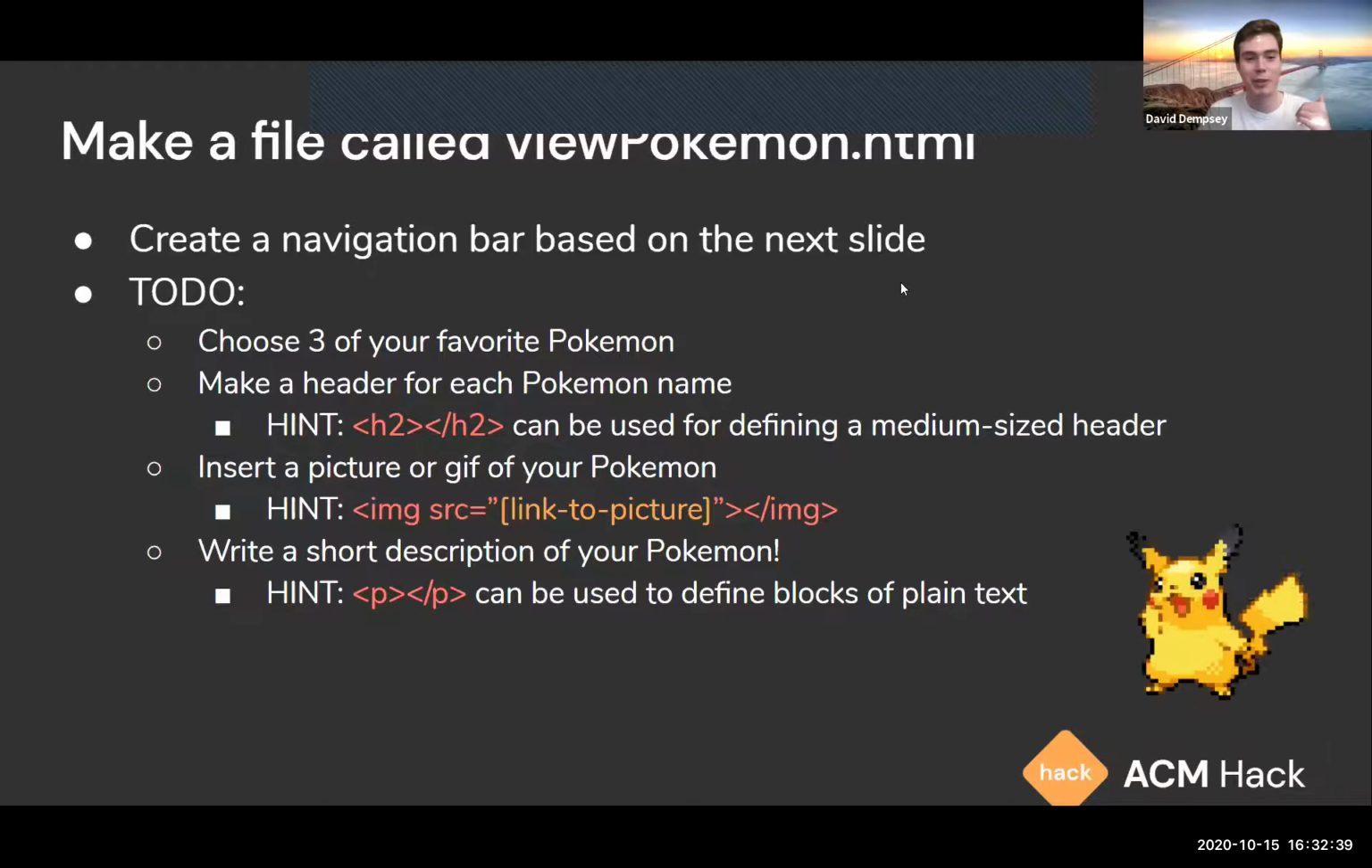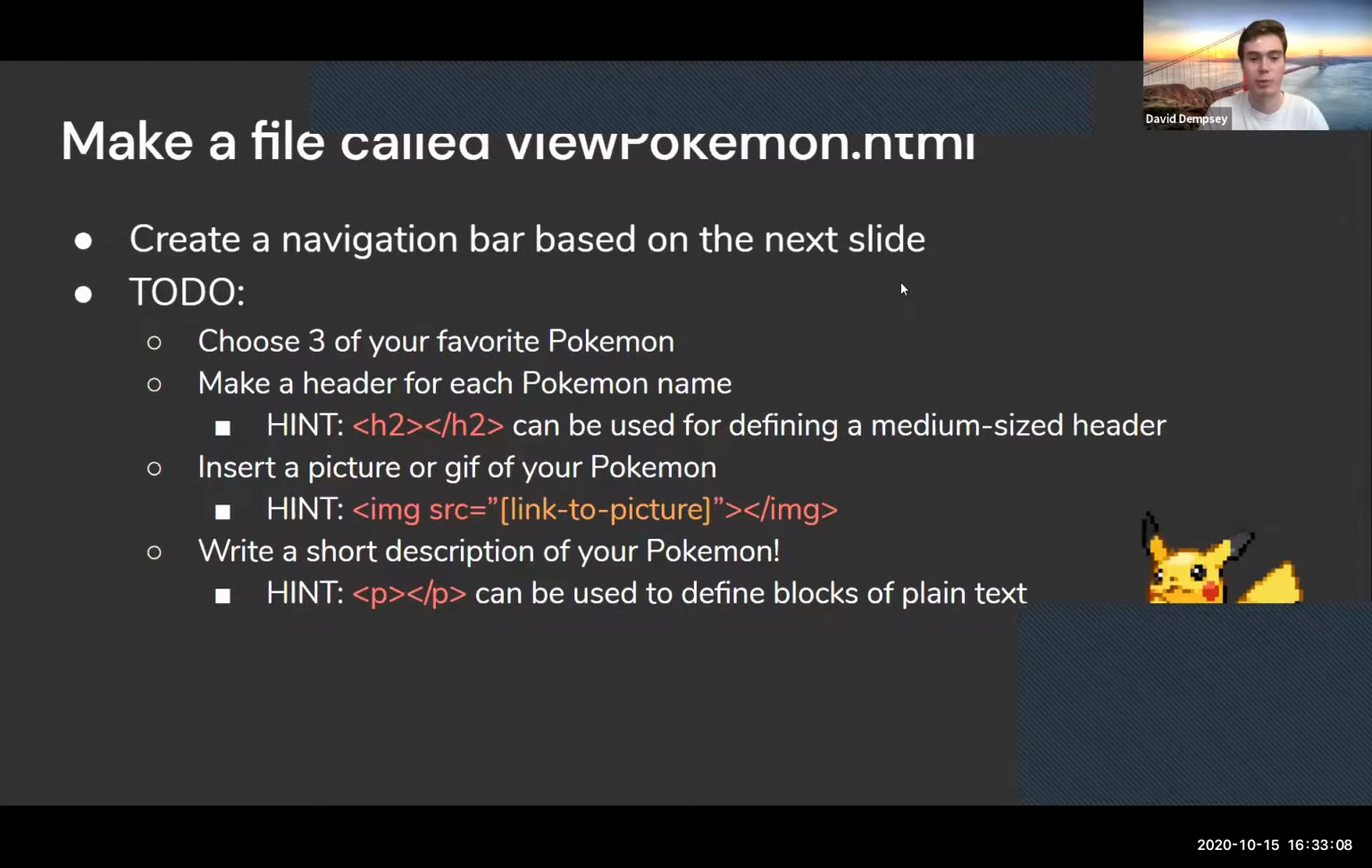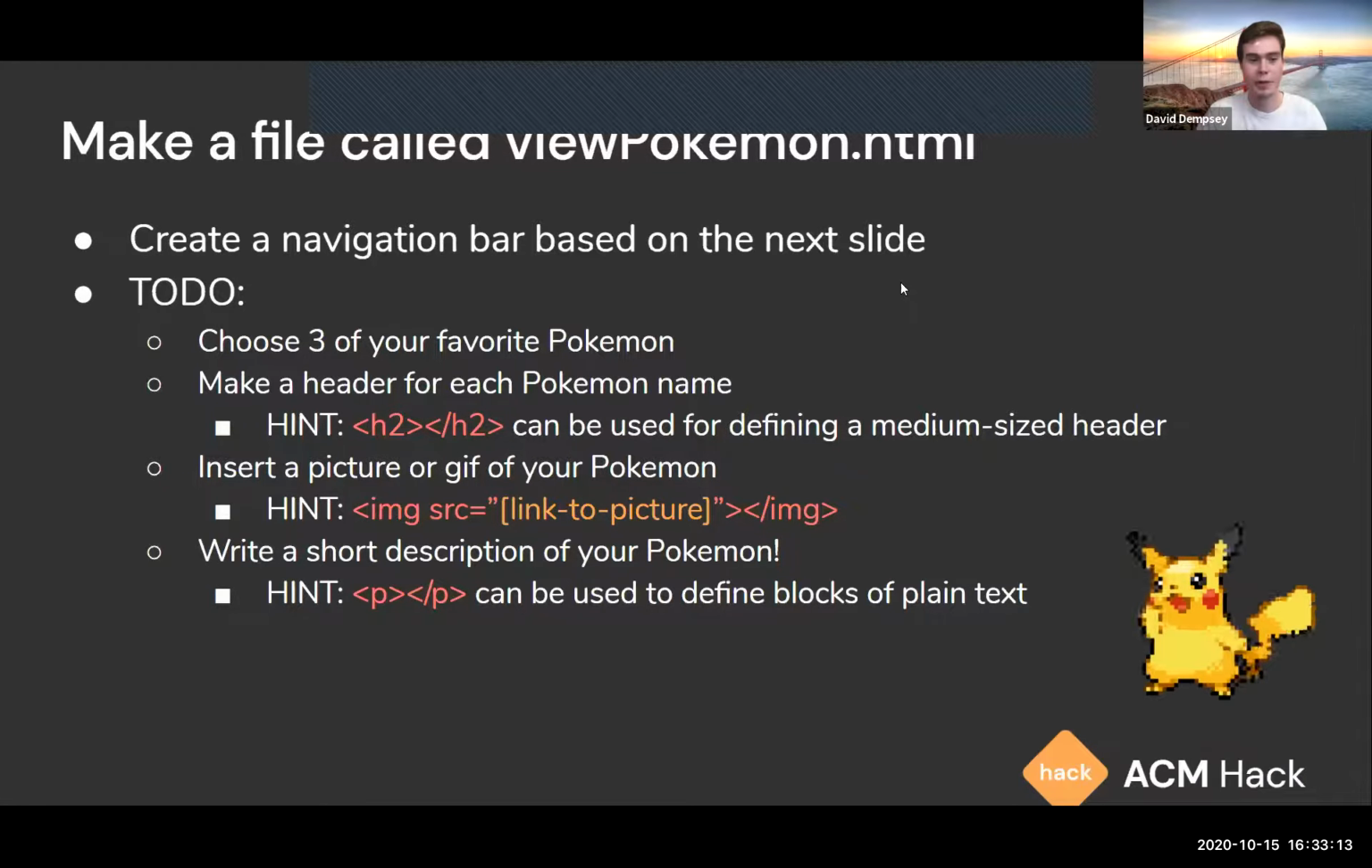What you're going to do is make a header for each Pokemon name. In this case, H2 is what I use, a medium-sized header. Inside of that tag, you can put any text you want, in this case a Pokemon name. Next, you're going to insert an image or a GIF of your favorite Pokemon. I specify the tag here that you want to use, and you'll just put the link to your image inside of that source tag. The last thing you're going to do for each Pokemon is write a short description, using the paragraph tags with bracket P.